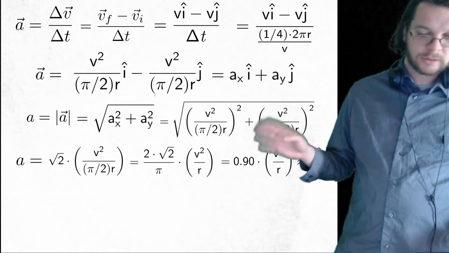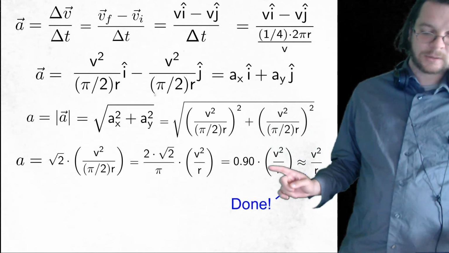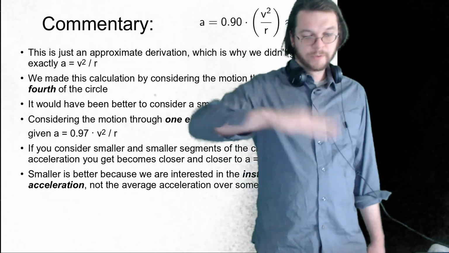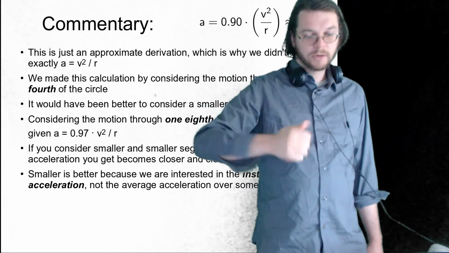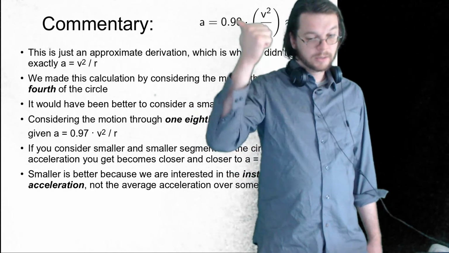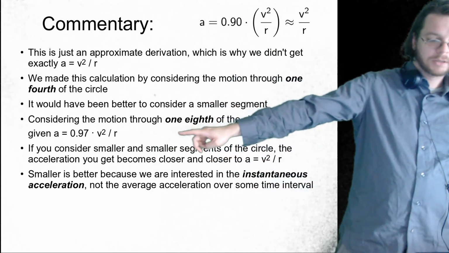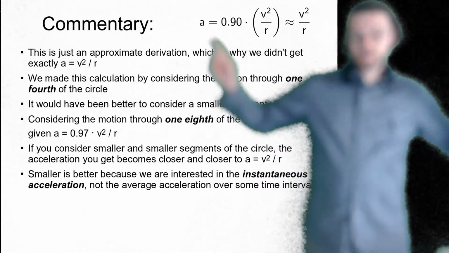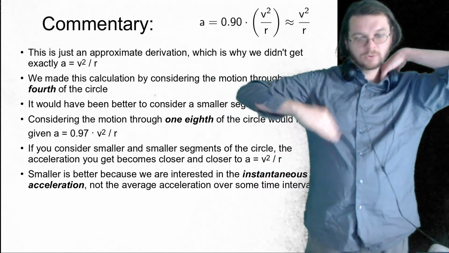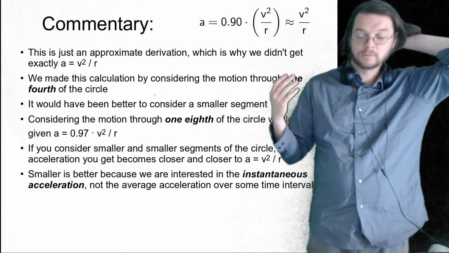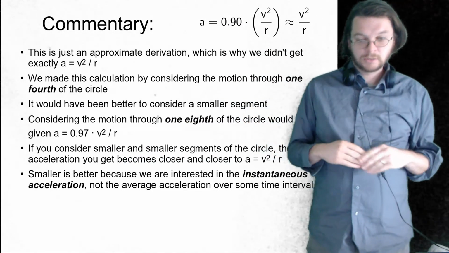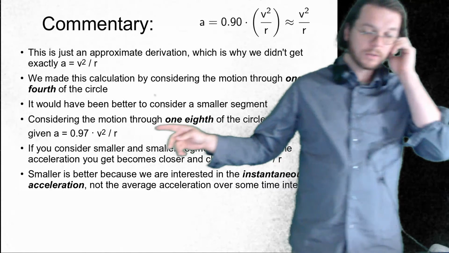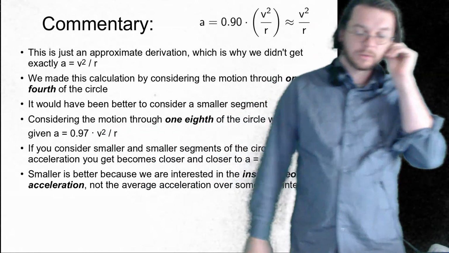And in fact, the reason why it isn't exactly equal to v squared over r? Well, if we had done this whole analysis and instead of going 1/4 through the circle, we did 1/8 of the circle, where the initial velocity is up and the final velocity is kind of diagonal, we would find that the acceleration is 0.97 v squared over r. Because what we really did is figure out the average acceleration going through 1/4 of the circle, whereas what we really wanted was the instantaneous acceleration, the acceleration that we actually feel when we're going through this thing. So if we did this more properly, we would have got 0.97 v squared over r.